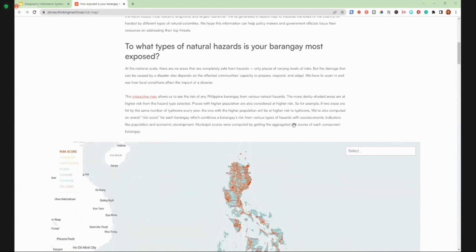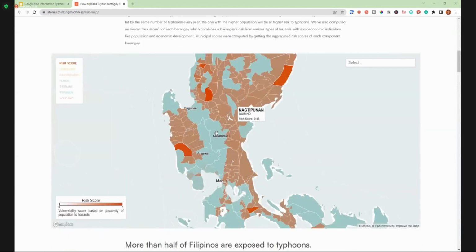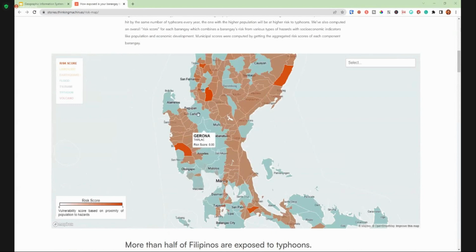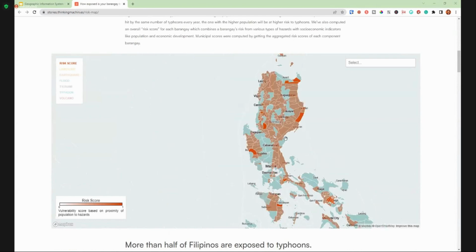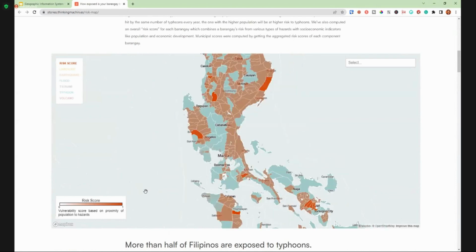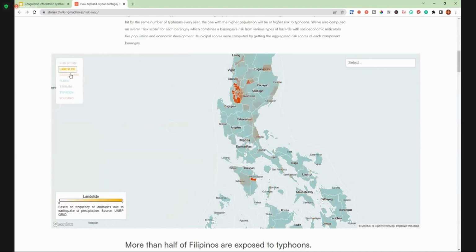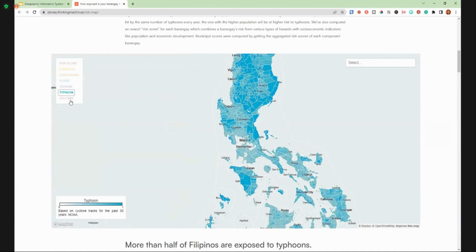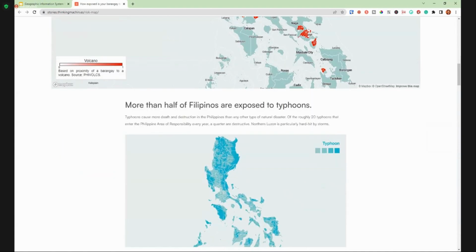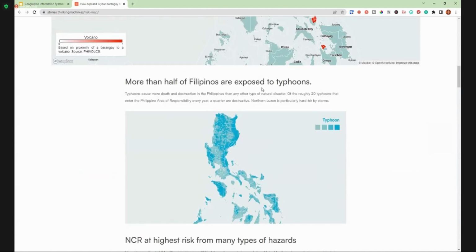And as you can see here, it's in a dashboard. If you hover your mouse on these areas, it will give you the risk score, and the color represents it: the darker the color, the higher the risk when you live there. Okay, so this is the risk score. You can switch to landslide, earthquake, flood, tsunami, typhoon. And here we have identified that more than half of Filipinos are exposed to typhoons.